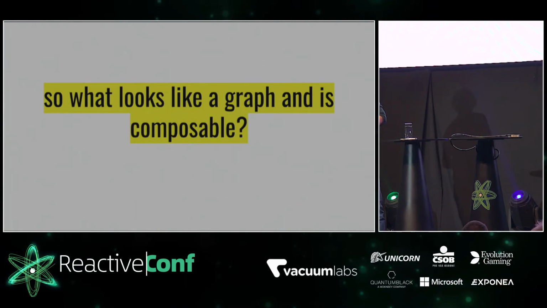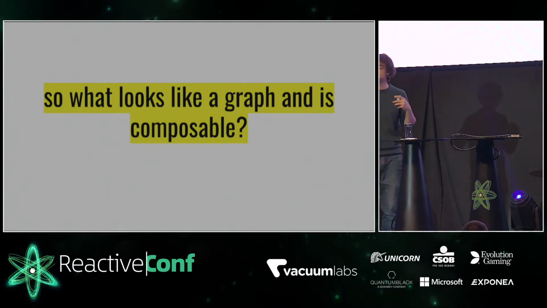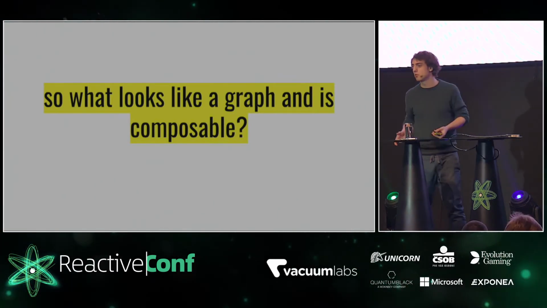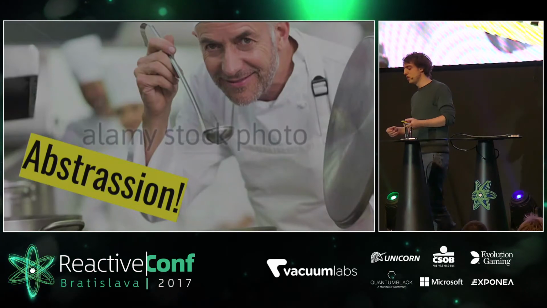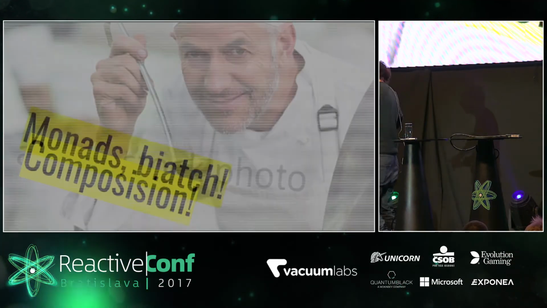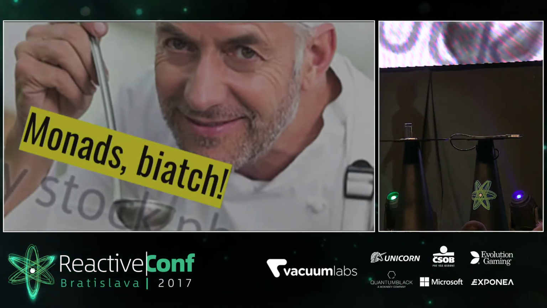It should be composable, and it should look like a graph, because we know how to visualize a graph, we know how to reason about a graph. We know that from React. So you need abstraction, composition, and therefore you probably need monads, because why not?